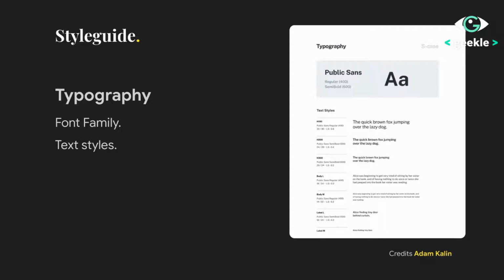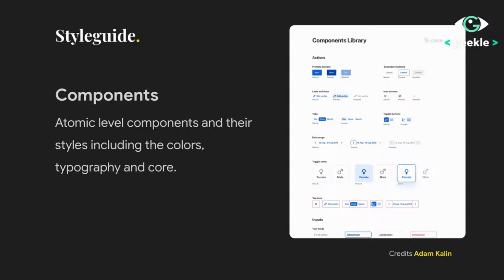The next thing in the style guide is typography. Typography tells you what font families you are using, and how you can combine these font families, font sizes, and font weights to generate the text styles which we have used inside the designs. These text styles could be the way your heading looks, the way your body content looks, the way your label and button text looks, and stuff around that.